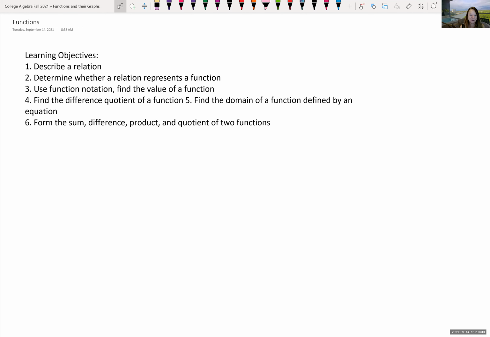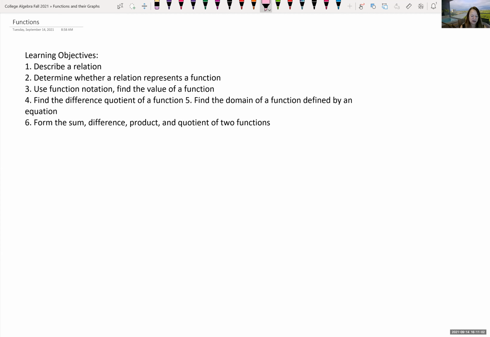We're now getting into functions, and in this chapter we're going to look at graphing functions using techniques of transformations. But first, we need to figure out what a function means, and that's what we're going to be talking about in this section.